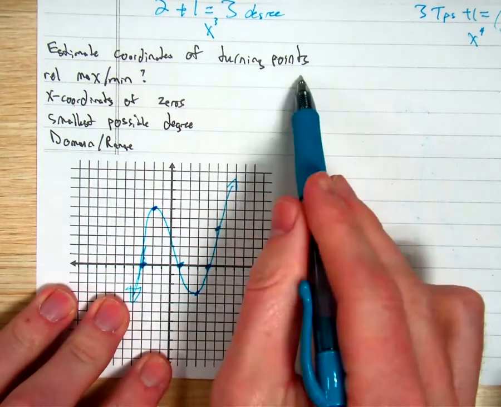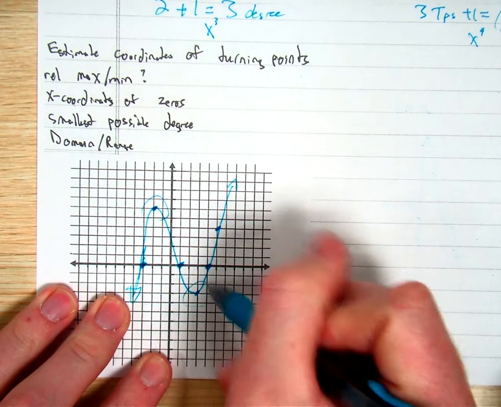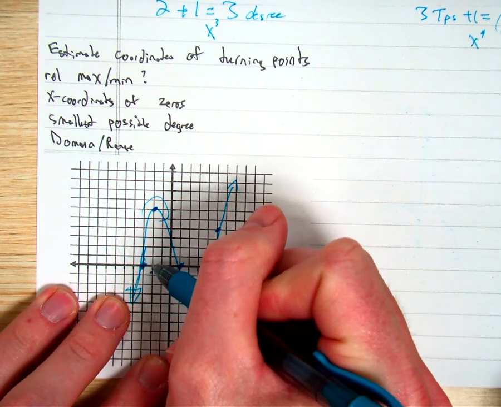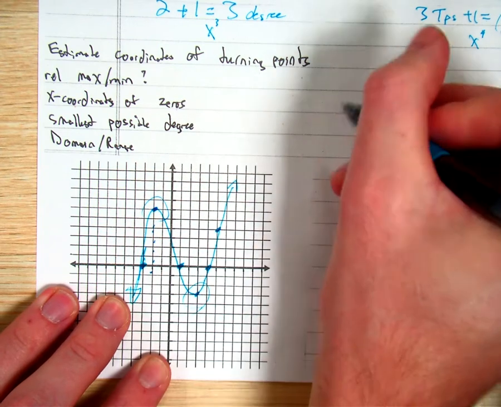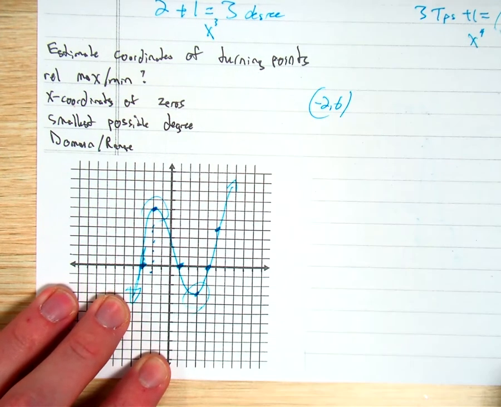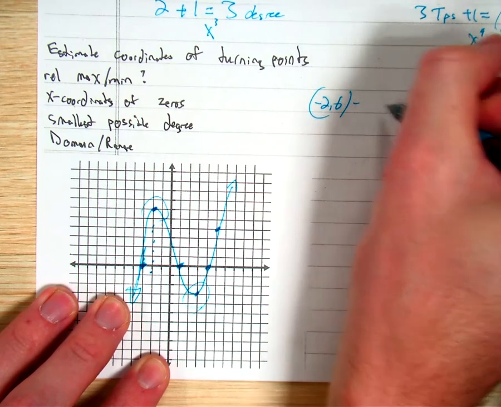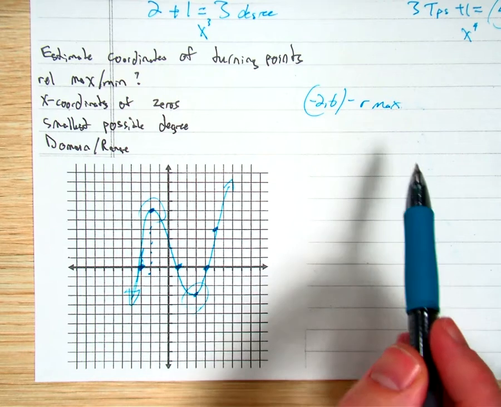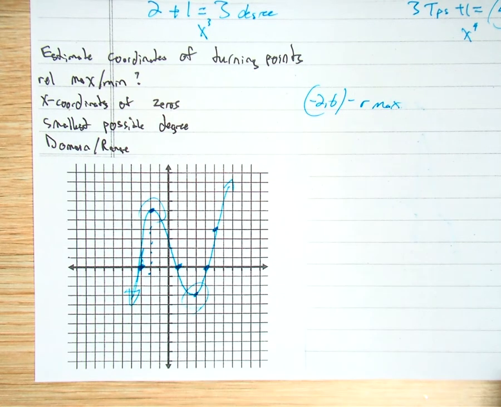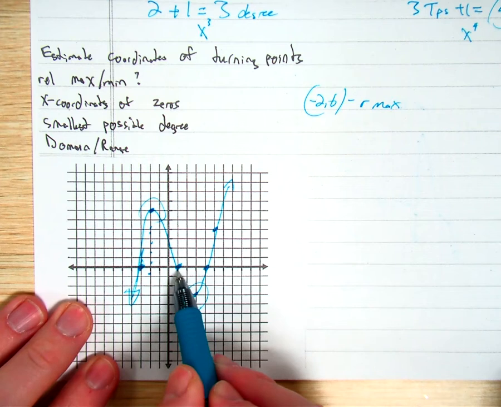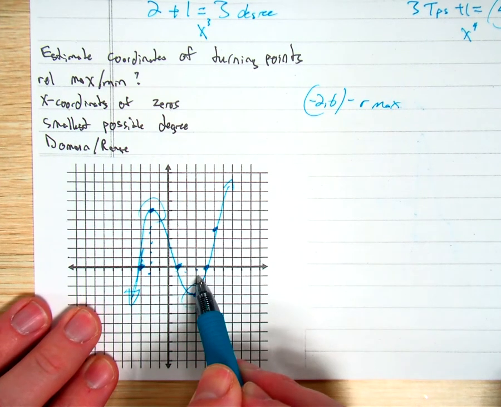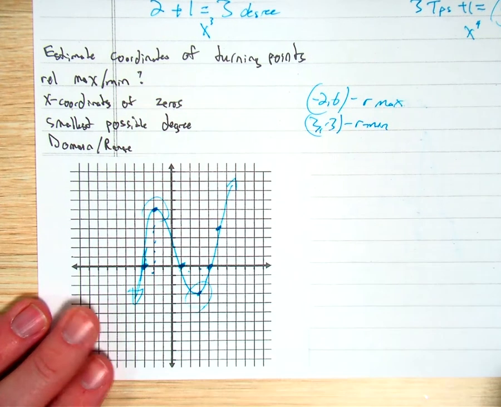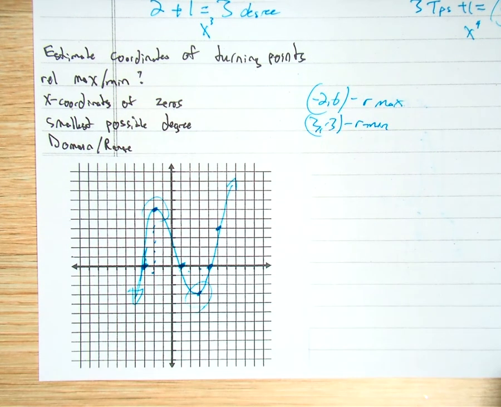Okay, estimate the coordinates of our turning points. So there's a turning point, and here's a turning point. Let's estimate those coordinates. I've tried to be real obvious with those. That's going to be at negative 2, and up 1, 2, 3, 4, 5, 6, so negative 2, comma 6, and that would be an R max, relative max. You can abbreviate relative max, relative min by R max, R min. Okay, my other one I have down here is at 1, and down 1, 2, 3, so 1, comma negative 3, and that's going to be an R min. Those are my turning points.